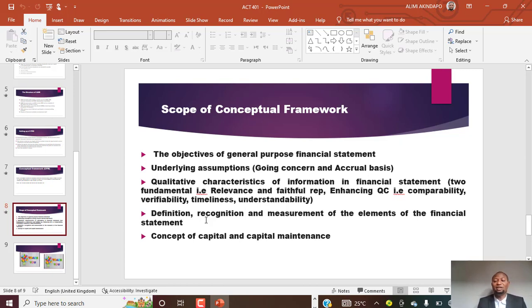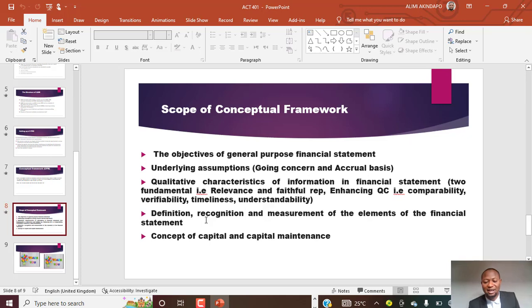Comparability: information in the financial statement should be able to be compared with that of other entities. That is, information in the financial statement of the reporting entity should be compared with the other entity. Then we have verifiability. Verifiability: the information in the financial statement should enable different knowledgeable and independent observers to reach the same conclusion on the financial performance and position of the reporting entity.